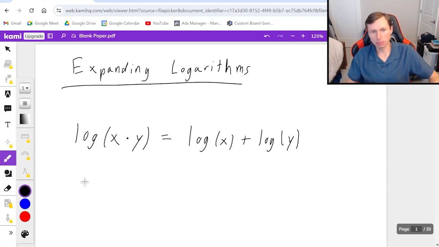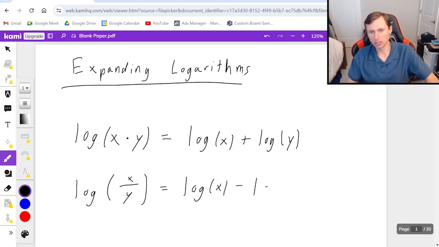Next we have the division property. The division property looks like this. Log of x divided by y. That's just going to be the same thing except subtraction. So log of x minus log of y.